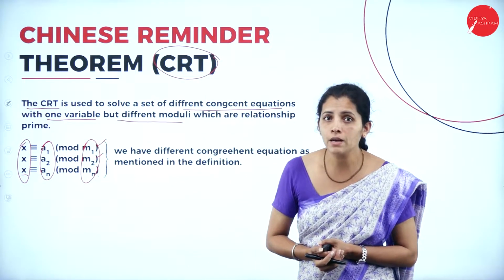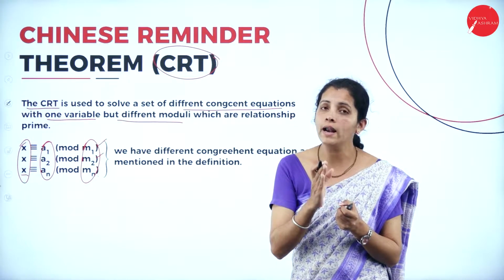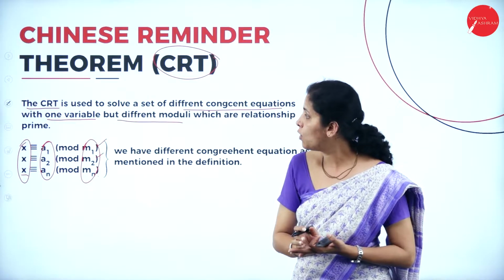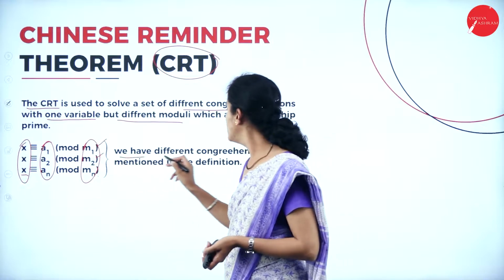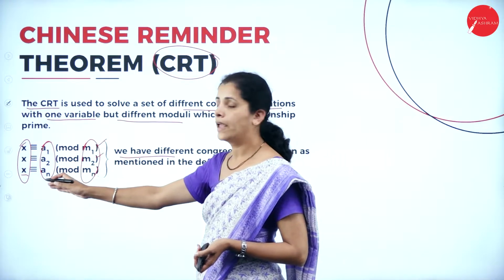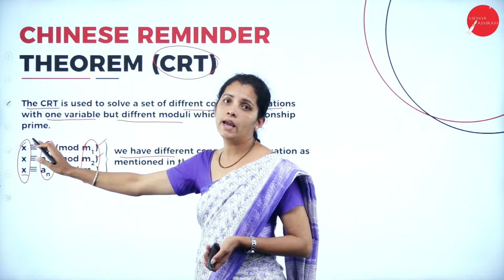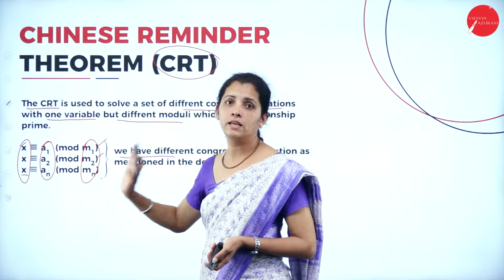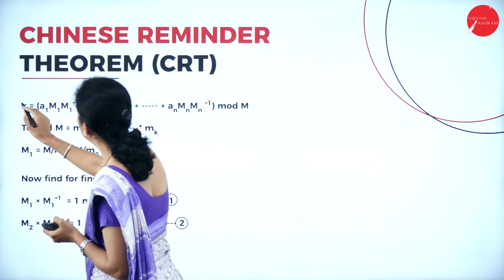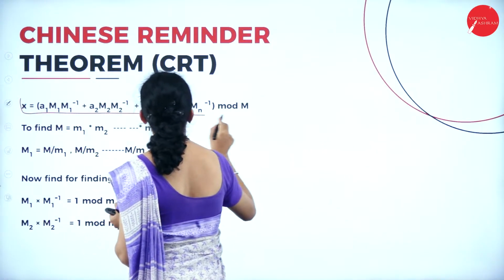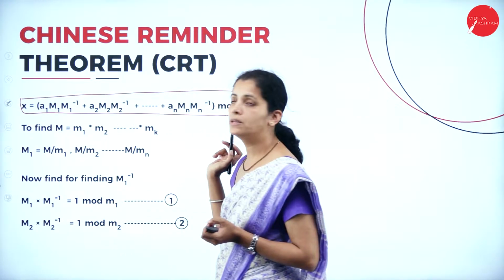Then what is a prime number? The number which is divisible by 1 and itself is called a prime number. So here we have different congruence equations as well as different moduli where my variable remains the same. So dear student, let's see the formula for CRT. This is the formula and you need to remember it.